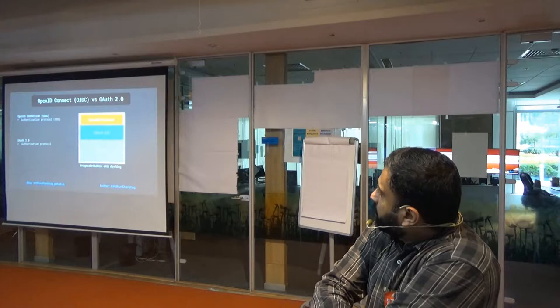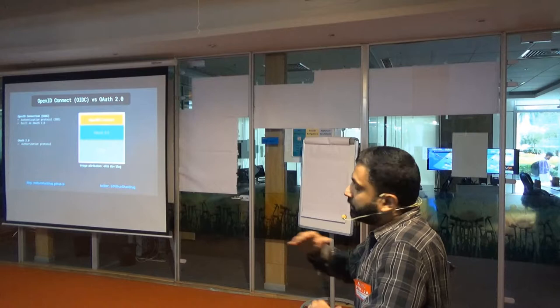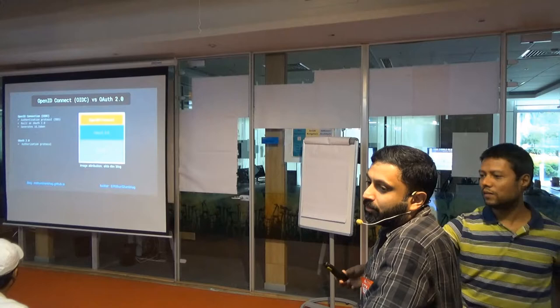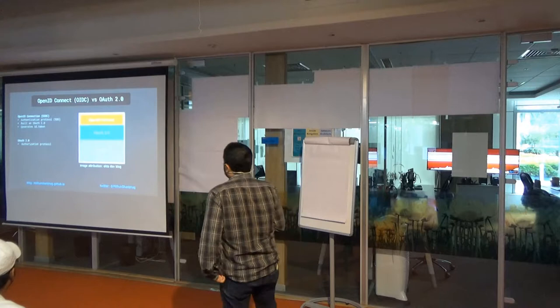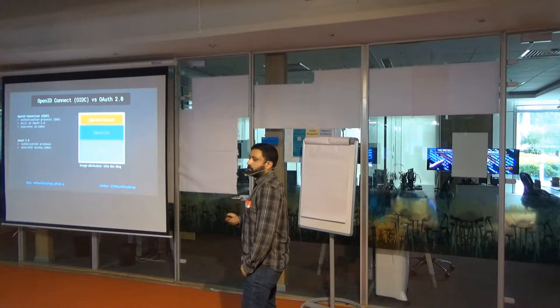OpenID is built on top of OAuth 2.0. So OAuth 2.0 was in existence, a great authorization protocol, and then they decided to put an authentication layer on top of it. So if you have heard of words like ID token or JWTs, the OpenID Connect spec is responsible for it. The ID token deals with your identity, while the access token deals with your access permissions, and that is handled in the OAuth spec.